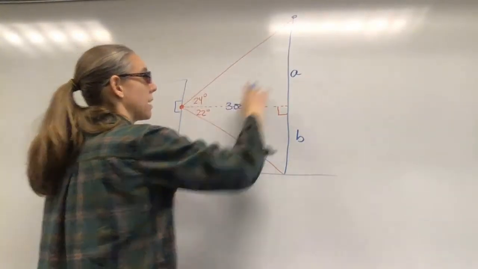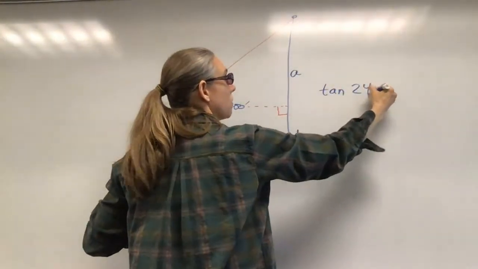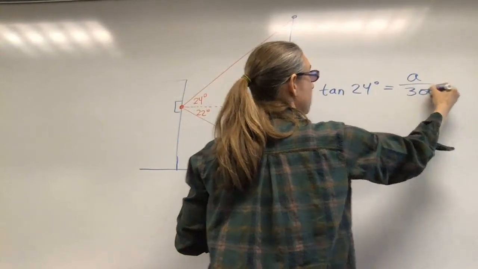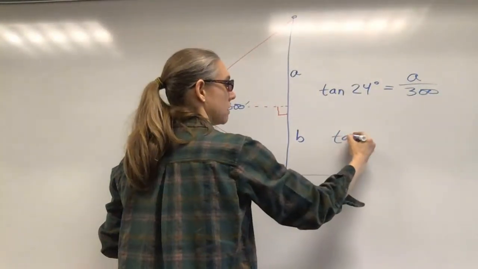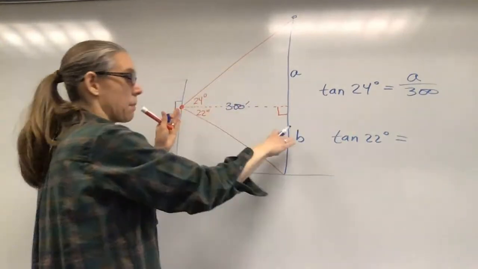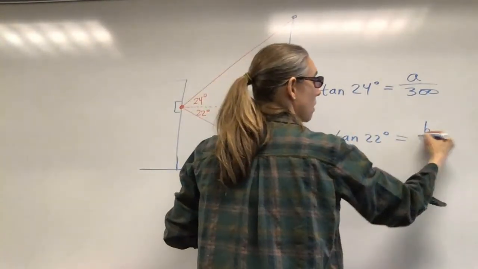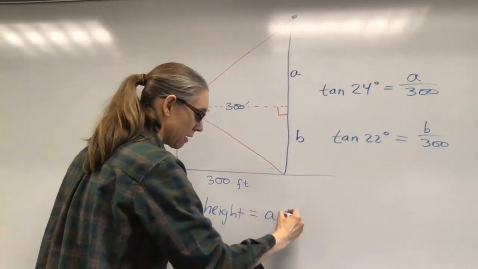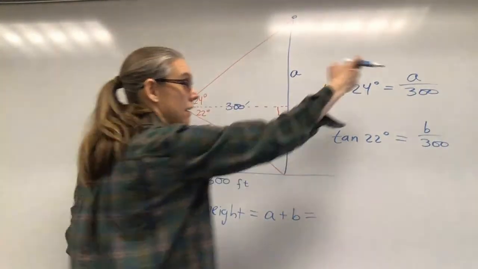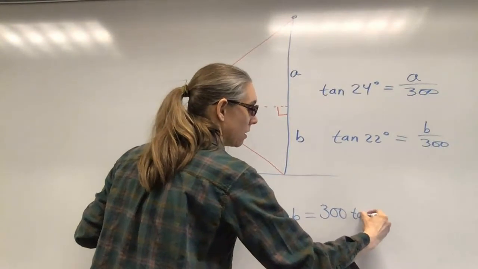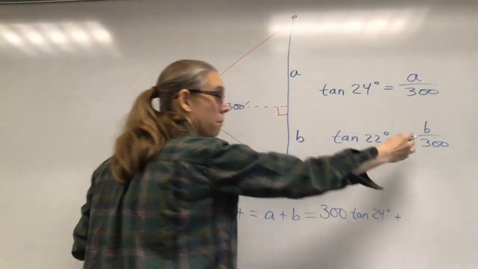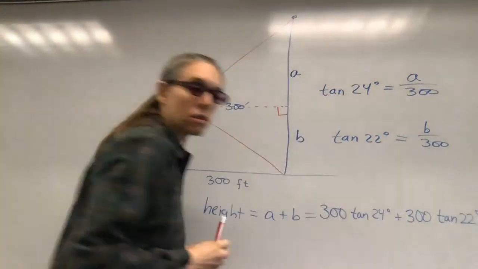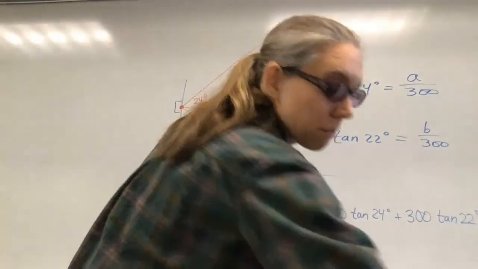Here we are looking at a tangent. Tangent of 24 degrees is opposite over adjacent. Tangent of 22 degrees is opposite over adjacent. And so the height of the building is going to be A plus B, and A is equal to 300 times the tangent of 24, and B is equal to 300 times the tangent of 22. So I'm going to type all of that into my calculator.